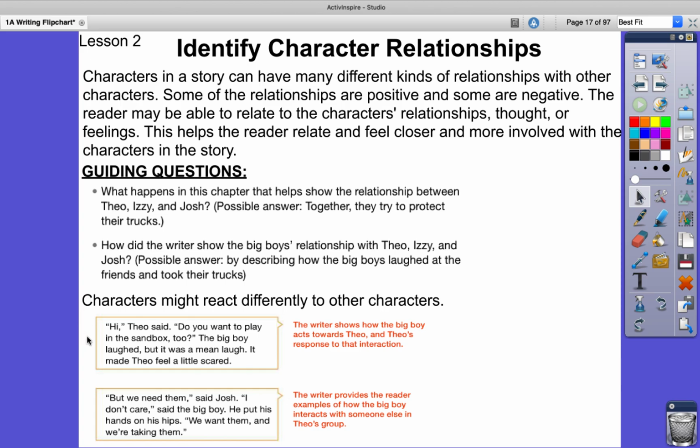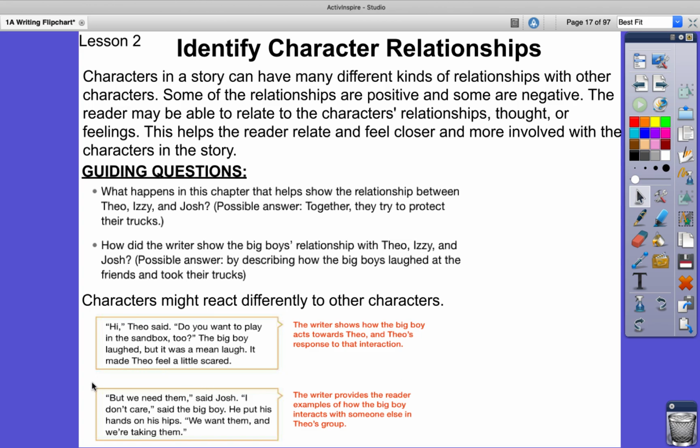Let's look at our first example from the text. "Hi," Theo said. "Do you want to play in the sandbox too?" The big boy laughed, but it was a mean laugh. It made Theo feel a little scared. The writer shows how the big boy acts towards Theo and Theo's response to that interaction.